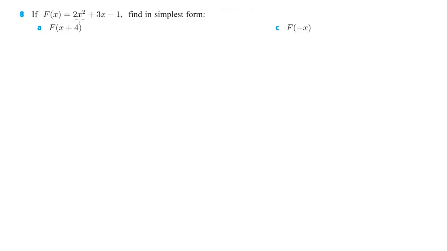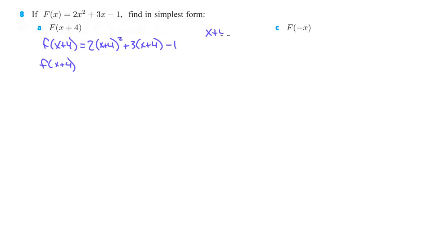Next one, number 8. If f of x equals 2x squared plus 3x minus 1, find in simplest form f of x plus 4. So now let's just put this straight in. F of x plus 4 is going to equal 2 times, wherever we see x now, it's x plus 4 squared, plus 3 times x plus 4, minus 1. So now we're going to go through and basically just simplify this whole thing. Okay, so first thing we're going to want to do here is FOIL this out, right?